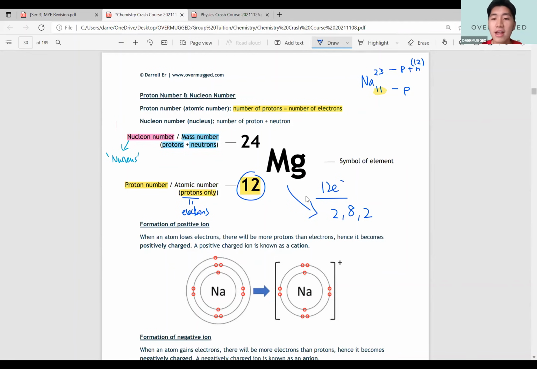I still have 2 more, right? So the 2 more, I'll simply put it on the third shell. So magnesium's electronic configuration is 2, 8, 2.